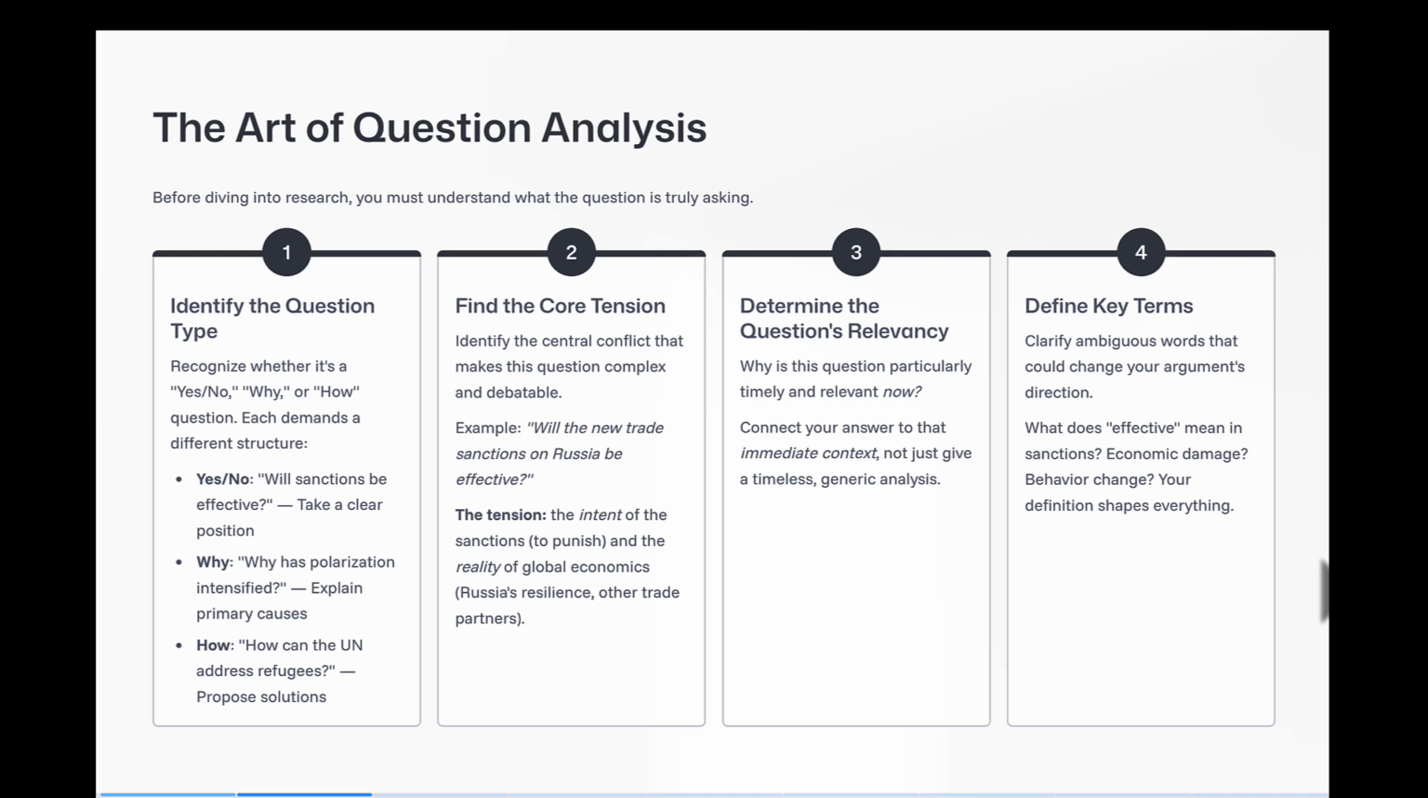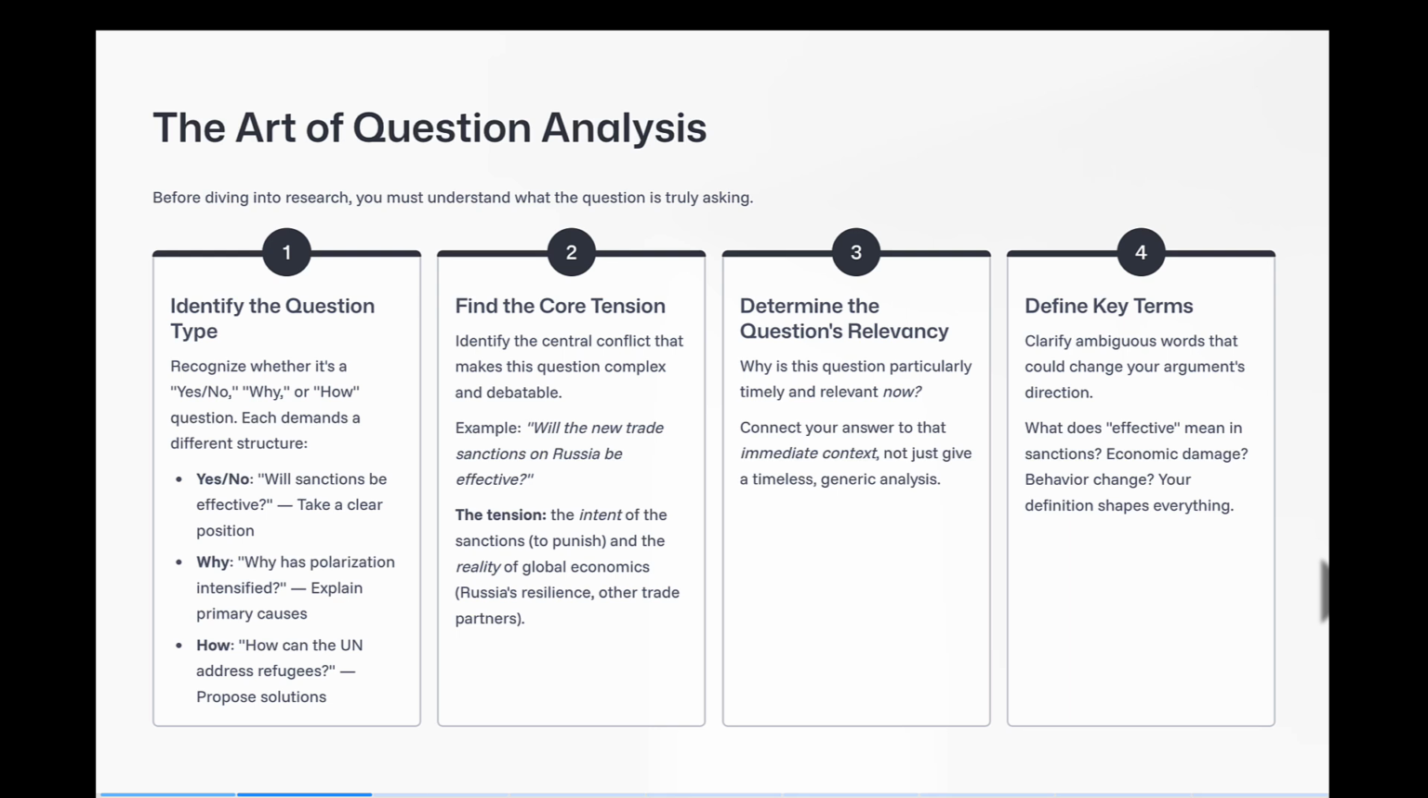First, you want to identify the question type. What kind of answer does it demand based on the question that you've gotten? And there's different types of questions. Some questions will ask you for a yes or no answer. Some will ask you to articulate why. Some will ask you to articulate how. And so each of those have a different structure.